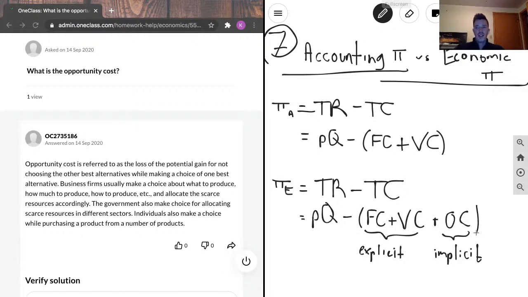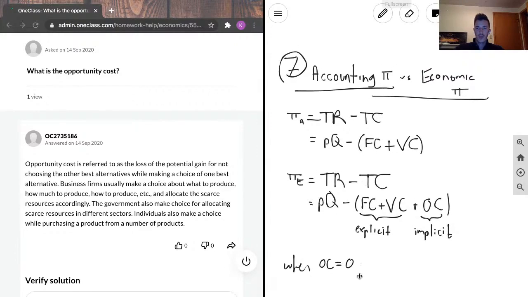So if you're looking at these two equations, you should note that if opportunity costs are equal to 0, like this, when opportunity costs are equal to 0, then our accounting profits are going to be equal to our economic profits.